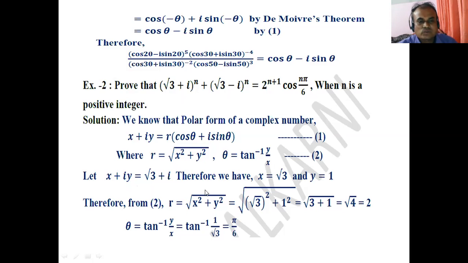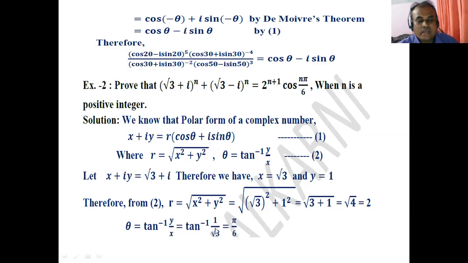Now from equation 2 we find r. So r equal to root of x square plus y square. Putting in the values, root of 3 square plus 1 square, which is root of 3 plus 1, equal to root 4, equal to 2. So the value of r is equal to 2. Now theta equal to tan inverse y by x. Putting in the values, theta equals tan inverse 1 upon root 3.